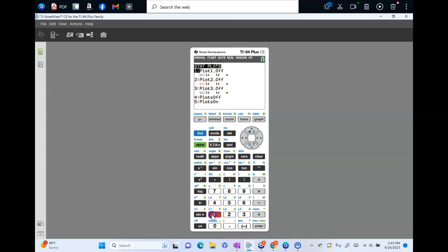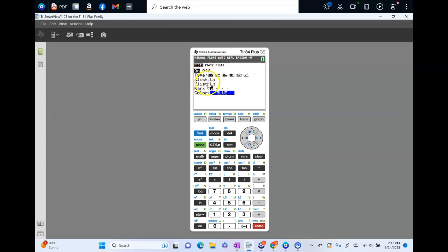Notice how your scatter plot is off. Okay, it's off right now, so you want to turn it on so that you could see that scatter plot on your graph. So go ahead and push enter, and now on is highlighted. Okay, now if you look at the type of graph it's going to graph right now, notice how that first one is on. That's going to be a scatter plot.